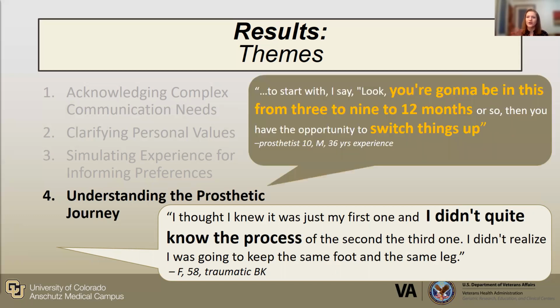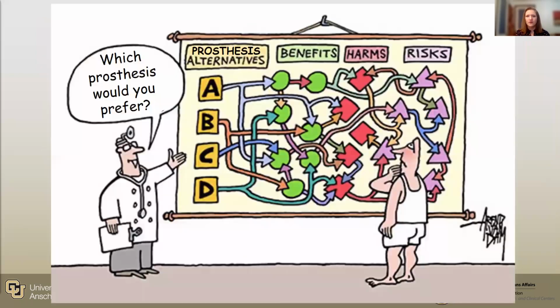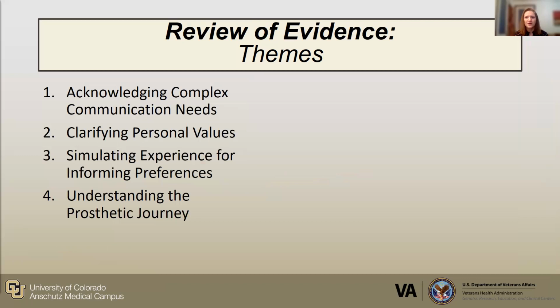That understanding of the progression of care was really important and helped to reassure prosthesis users that if an initial option wasn't working out, they could change it at one of those future decision points. So where do we go from here? Our findings have taken a bit of a detour from some of the more traditional shared decision-making research that tends to focus on a single decision with a more finite list of potential options.